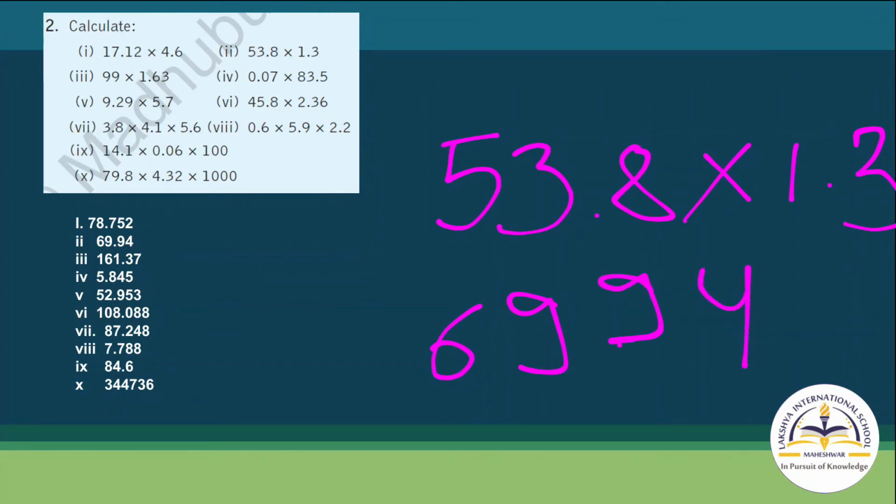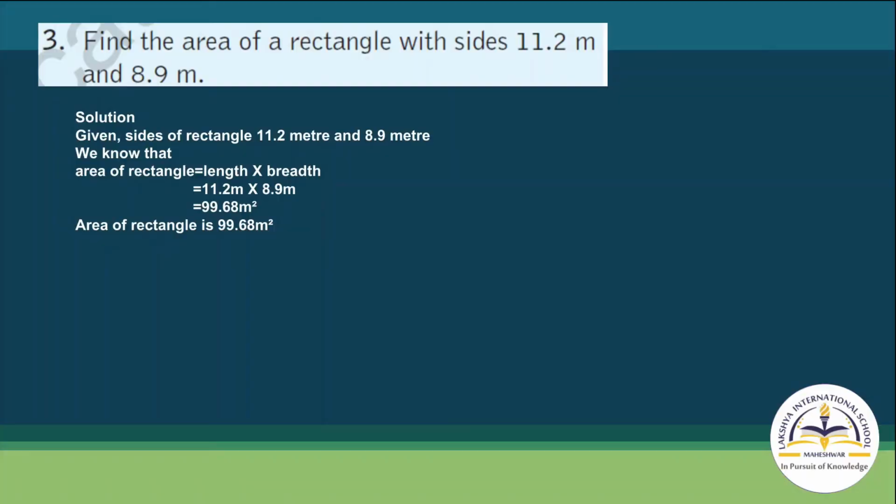Now check after the decimal how many numbers there are. Here 1 and here 2, so 1 and 2 numbers, so the decimal point will be placed after 1 2 here. Okay, so like this you have to multiply also. Now question number 3, find the area of a rectangle with sides 11.2 meter and 8.9 meter. The area of a rectangle formula you know, L into B, length into breadth, so 11.2 into 8.9 meter, so you will get your answer.